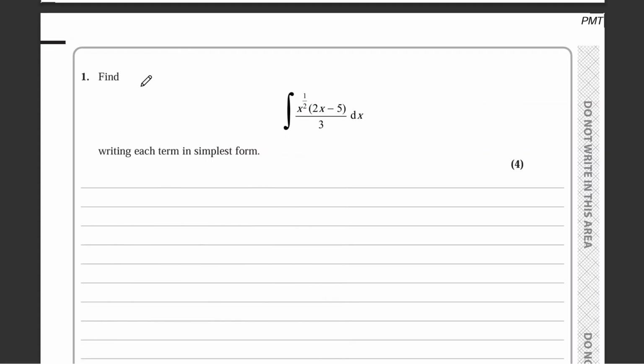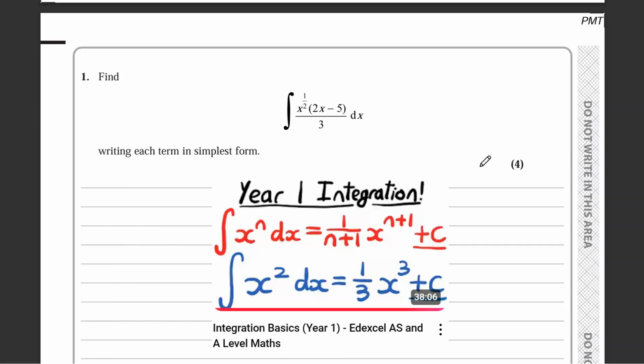Okay, so for question 1, we need to find the integral of x to the power of a half multiplied by 2x minus 5 over 3, writing each term in its simplest form, and this is worth 4 marks. Now, if you don't know, I've made videos on all of the Edexcel A-level maths content, and for any questions relevant to a particular topic, I will link the video in the description. So in this particular case, this is just year 1 integration, so I'll link the video on year 1 integration that I made in the description.